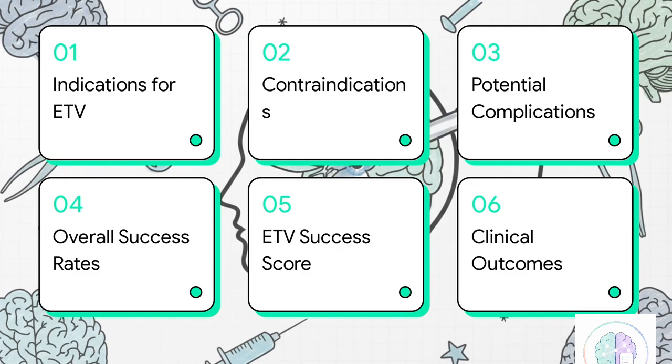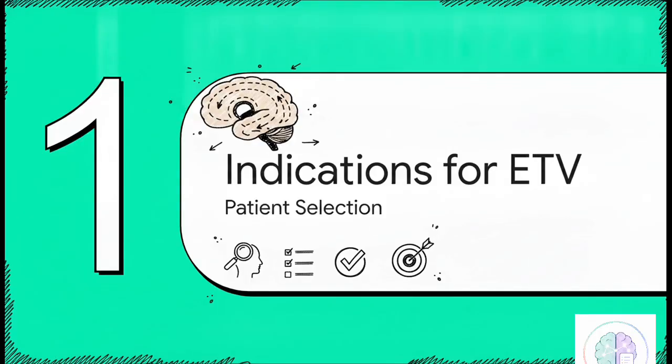So, to make sure we don't miss a single crucial detail, we're going to follow a very structured clinical framework today. We'll start with the indications for ETV and the contraindications to consider. Then we'll move through potential complications, overall success rates, how to calculate the ETV success score, and finally post-ETV clinical outcomes. All right, let's jump straight into Section 1, Indications for ETV.